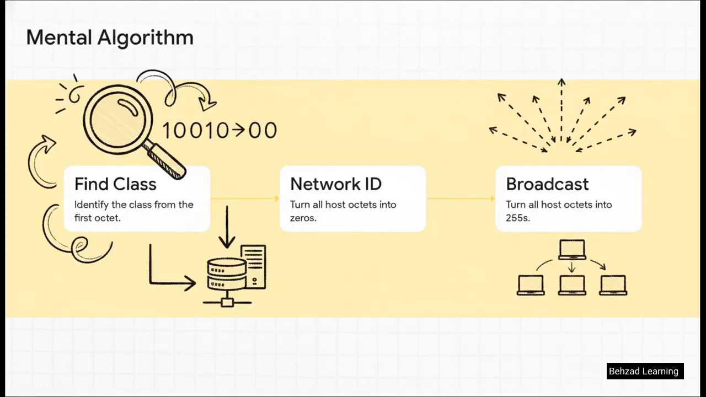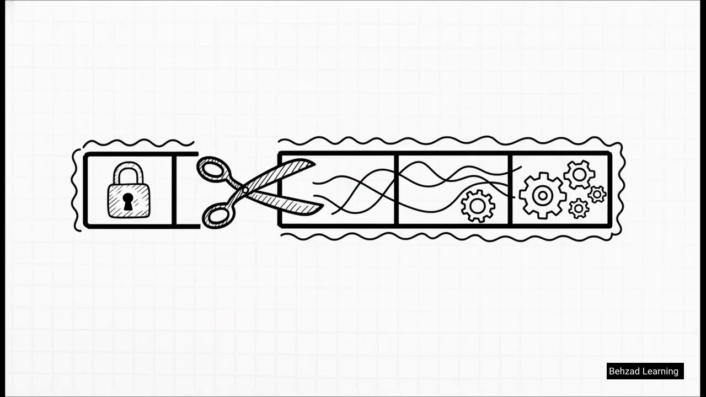Okay, let's break down this mental algorithm step by step so you can find these boundaries in your head without ever touching a calculator. It's a super simple 3-step process. Step 1, identify the class using the first octet. Step 2, to find the absolute lowest point of the network ID, just change all the host portions to 0. And step 3, to find the highest point, the broadcast address, change those exact same host portions to 255.